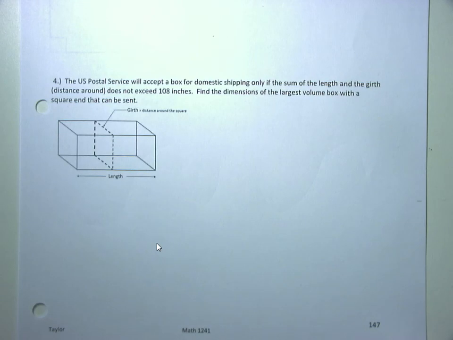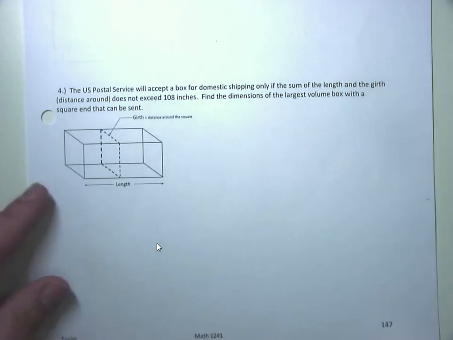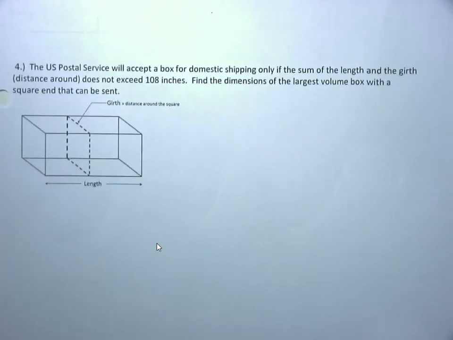All right. Now, this one, I drew the picture for you because everybody's got one on WebWork just like it. The U.S. Postal Service will accept a box for domestic shipping only if the sum of the length and the girth, which is the distance around, does not exceed 108 inches. Find the dimensions of the largest volume box with a square end that can be sent. So we are trying to basically send the biggest package possible for our money, right?